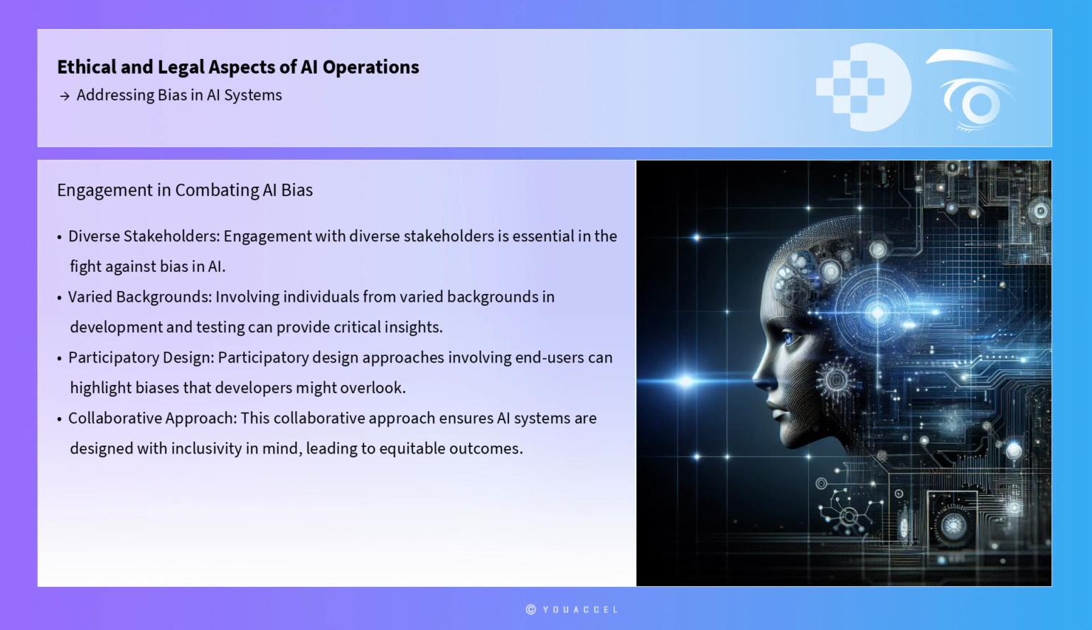Engagement with diverse stakeholders is also essential in the fight against bias in AI. Involving individuals from varied backgrounds in the development and testing phases can provide critical insights into potential biases and their impacts. For example, participatory design approaches that involve end users can highlight biases that developers might overlook. This collaborative approach ensures that AI systems are designed with inclusivity in mind, ultimately leading to more equitable outcomes.